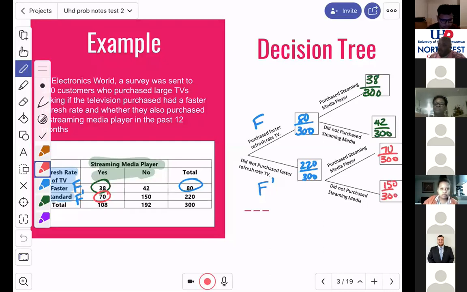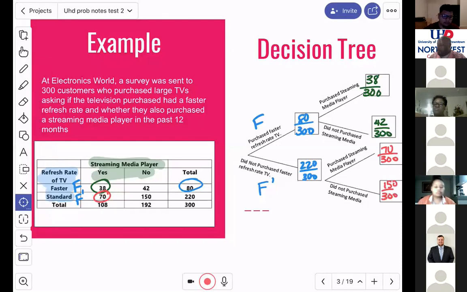So this is me taking this table right here and putting it into a decision tree, all right? I like decision trees myself. I like them more than I like tables, actually. But I want you to see how I broke it down. I took my two events, faster refresh rate, standard refresh rate, F and F prime.